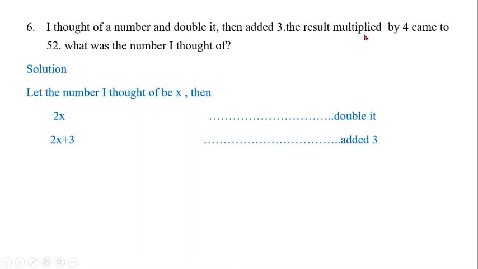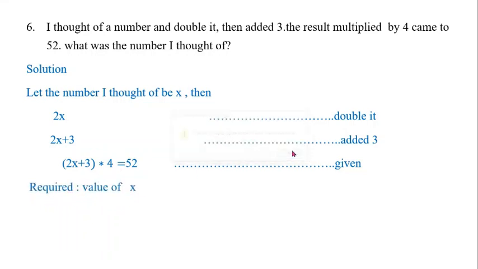Now, the result multiplied by 4 came to 52, which means (2x plus 3) times 4 is equal to 52. This equation becomes a multiplication operation where 2x plus 3 is the multiplicand, 4 is the multiplier, and 52 is the product. To find the multiplicand, we divide the product by the multiplier. So, 2x plus 3 is equal to 52 divided by 4, which is 13.